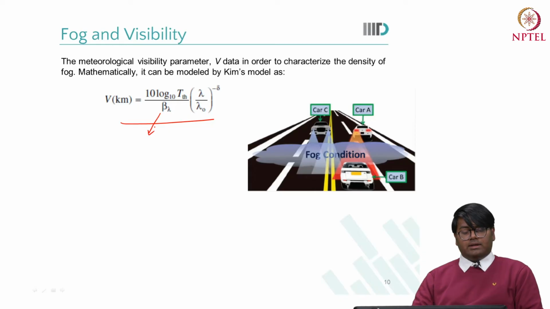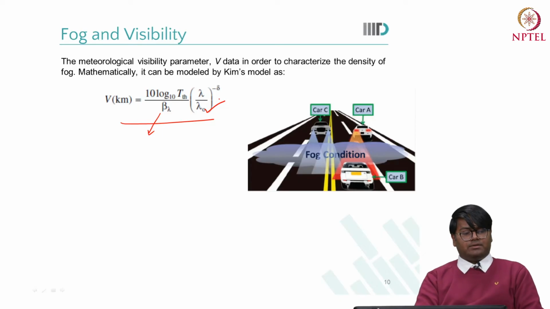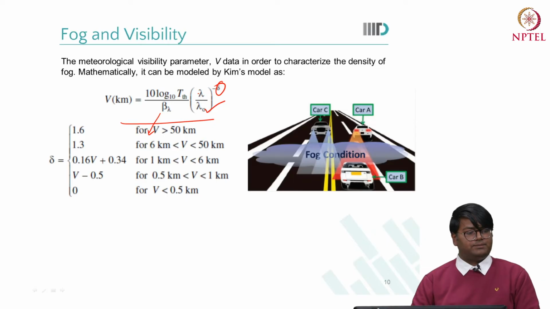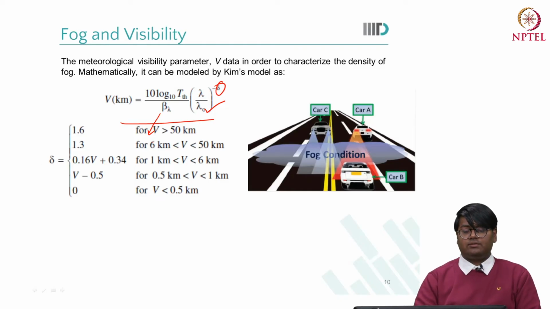This is how we define the visibility parameter. Lambda naught in this particular equation is the maximum spectrum of the solar band, and delta is your particle size related coefficient, and its value is given by this. For different values of V, we have different values of delta.